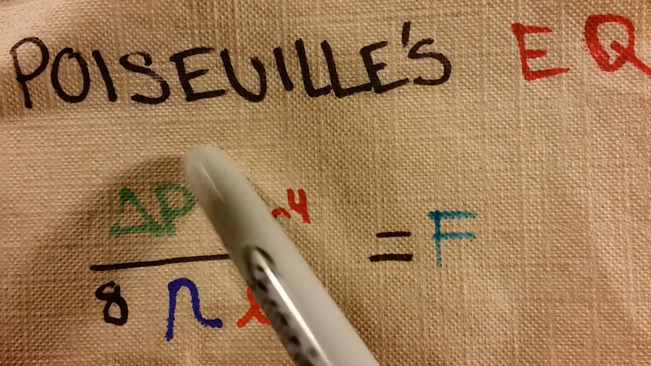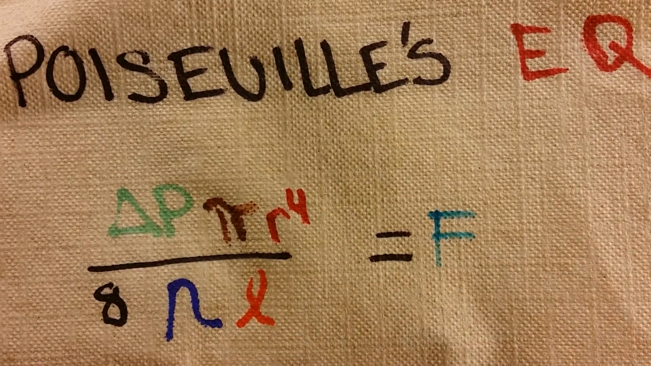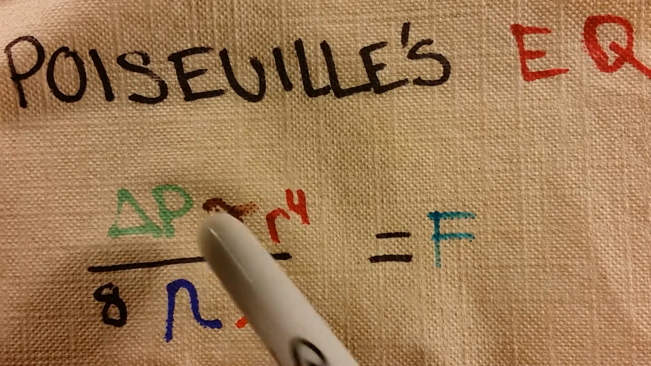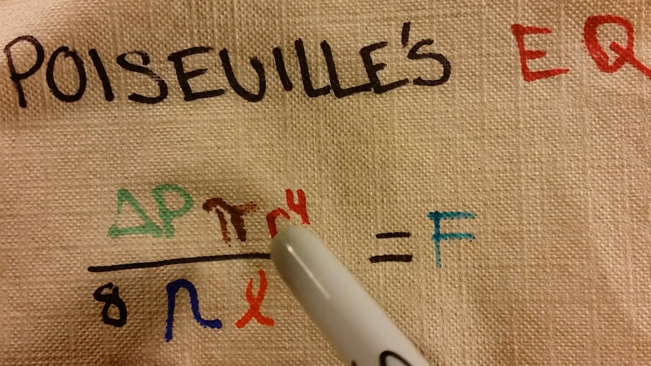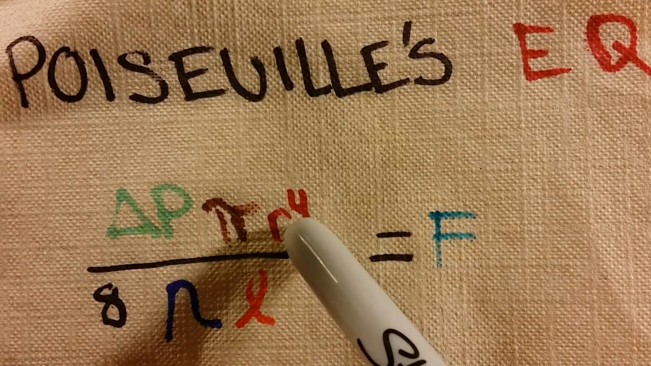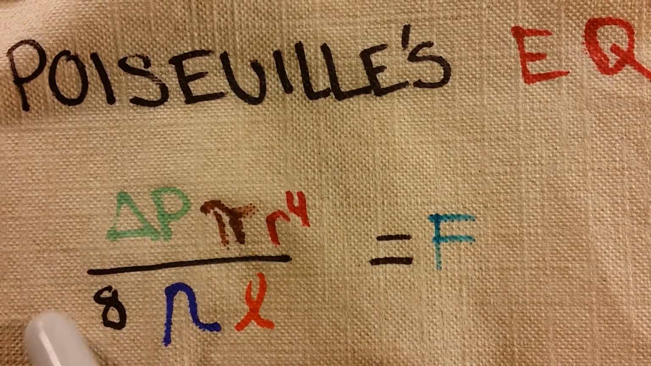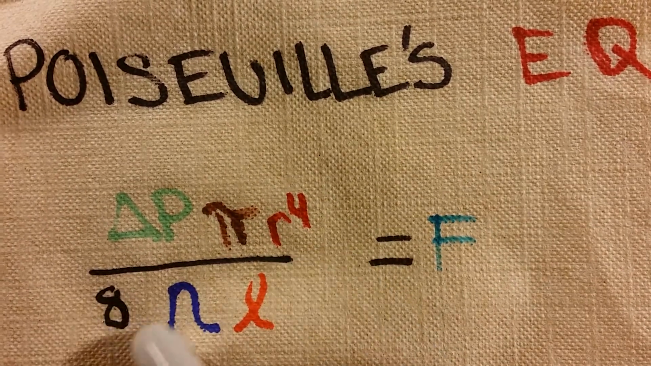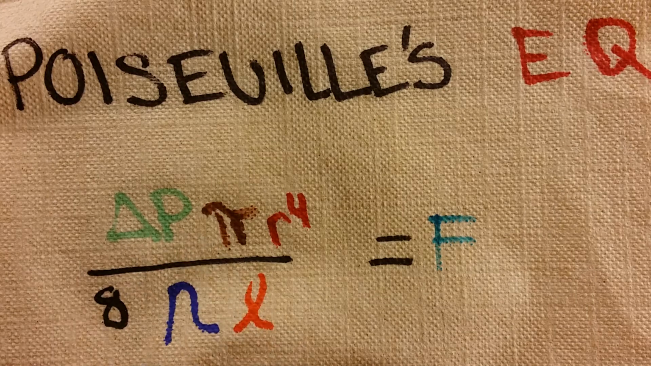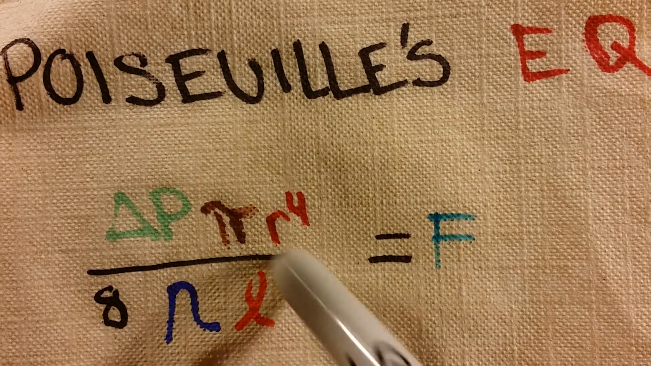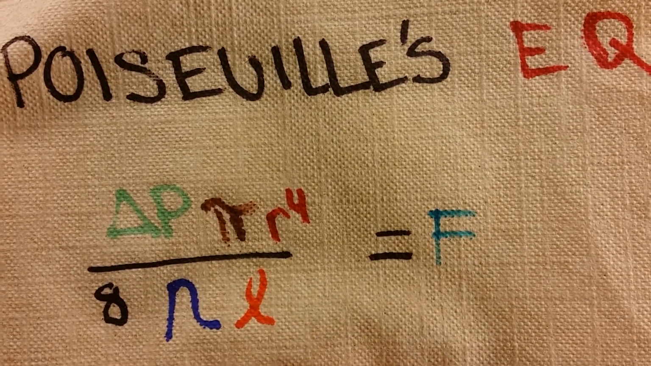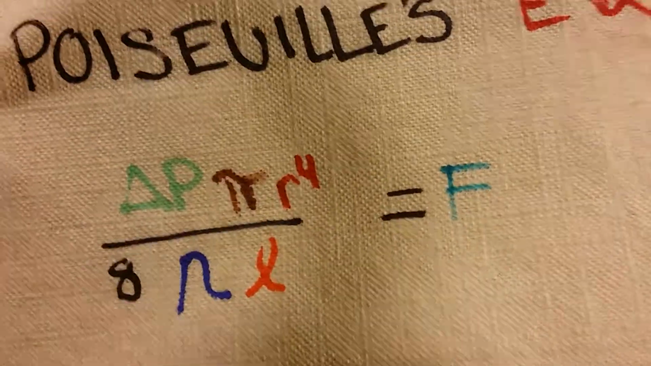So delta P, when we talk about change in pressure, that's all that means, times pi, times the radius of a catheter to the fourth power. This is all going to be divided by 8 times the viscosity of a fluid, that's what this N is, and then L, which is the length of a catheter. Now, don't worry, I'm not going to leave you guys in the lurch. We are going to break down each of these one by one.